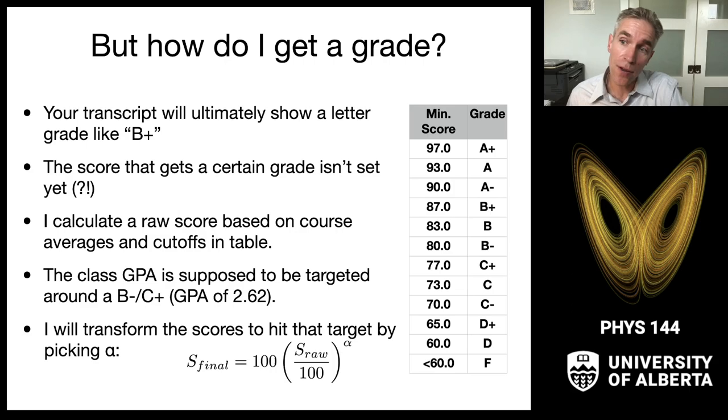So what I do is I calculate a raw score with a weighted average, and then I take this table of cutoffs here, and I see if the class GPA, using these grade cutoffs, actually gives me 2.6. If it doesn't, which often happens, I will curve the scores in the class to hit that GPA by picking a number alpha in this formula. It does a sort of transform of scores so that people's scores will move up, unlikely to move down, and then be applied to these cutoffs.